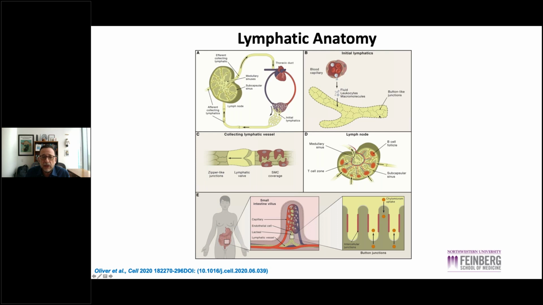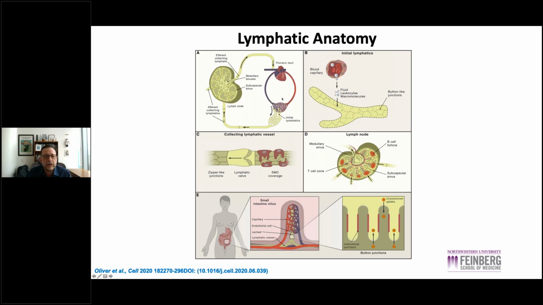And these initial lymphatics eventually connect with larger collecting lymphatic vessels, which are depicted here, in which the endothelial junctions are much tighter and also called zipper-like junctions. And different to initial lymphatics, they are covered by smooth muscle cells and they have lymphatic valves.